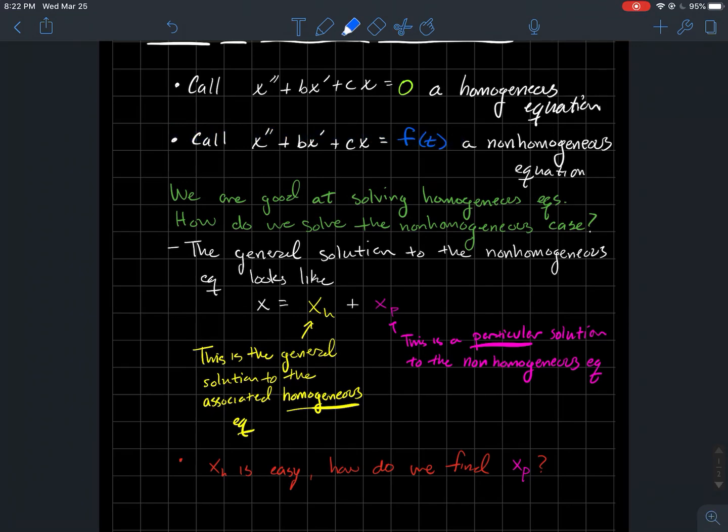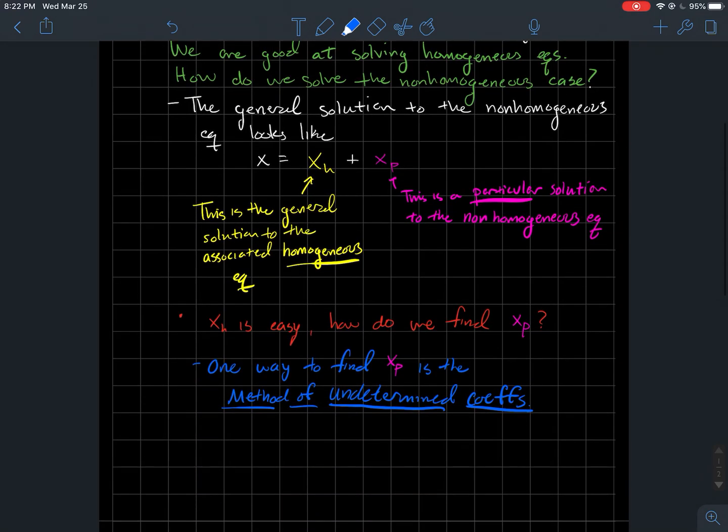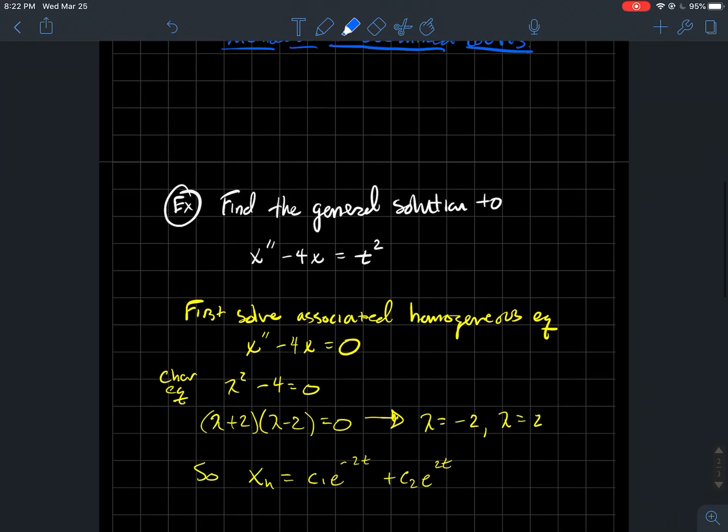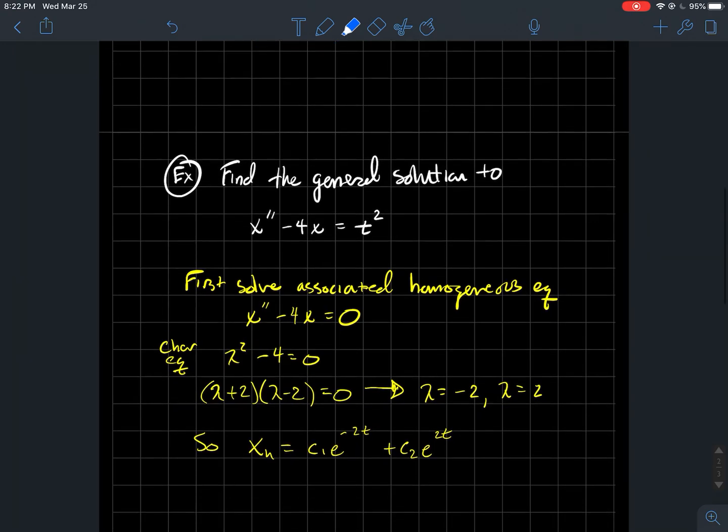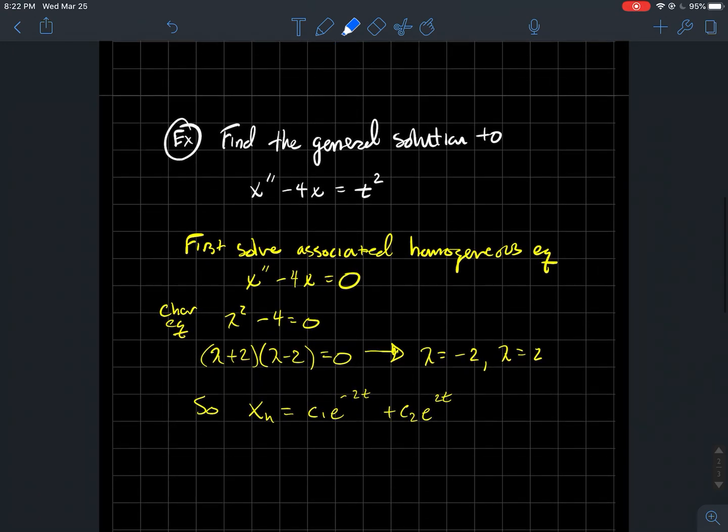One way to do that is the method of undetermined coefficients that I'm about to get more into in a second. So how do we do that? Let's try to illustrate it with an example. So we're supposed to find the general solution to x double prime minus 4x equals t squared. So the first thing you do is try to find the solution to the associated homogeneous equation. All I mean by that is I don't want to worry about t squared yet. Let's just see what we get when it's 0 on that side. That's what I mean by the associated homogeneous equation.